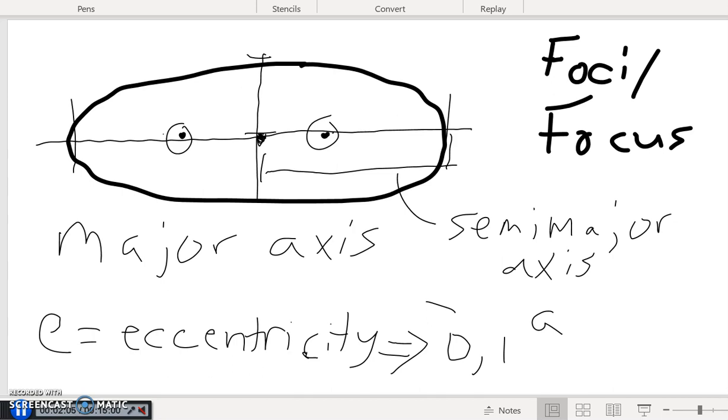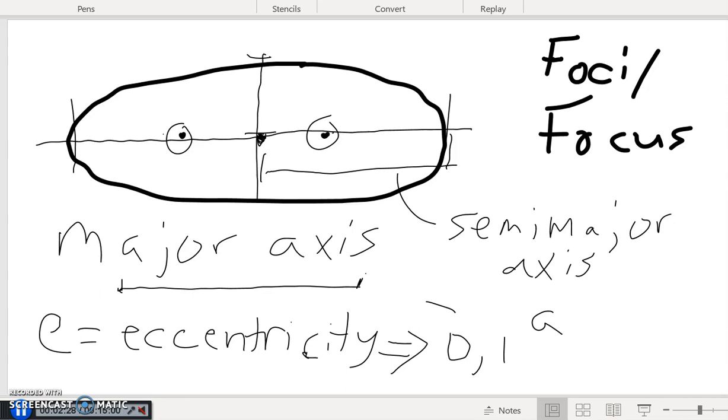Now an eccentricity of 1 is essentially a straight horizontal line, where the ellipse has been so flattened out that it is essentially a straight line, and the foci lie along the ends. And you have everything in between 0 and 1, which will produce a closed ellipse.